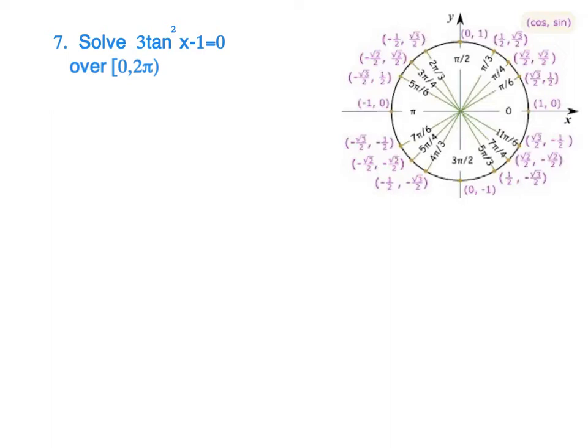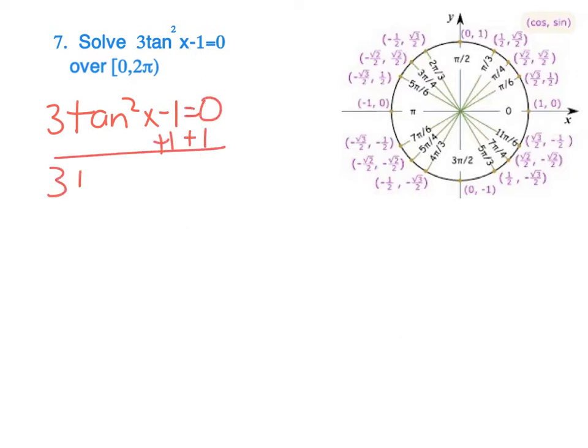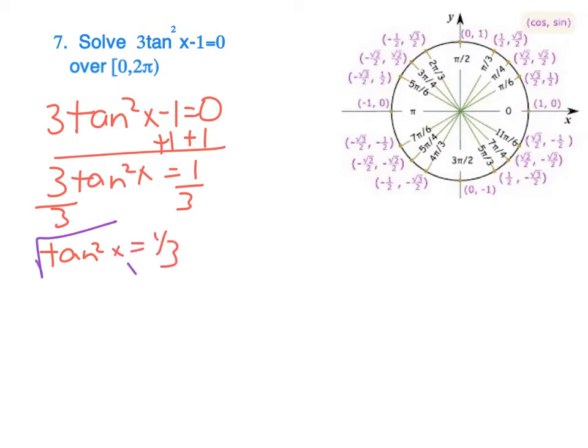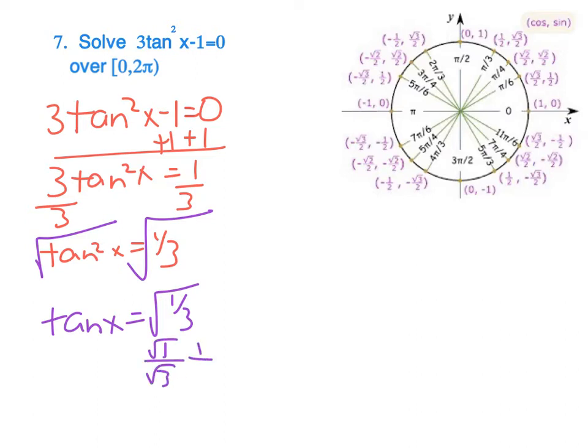Okay, number 7. Solve 3 tangent squared x minus 1 equals 0 over 0 to 2 pi. So I've got 3 tangent squared x minus 1 equals 0. Add 1. That gives me 3 tangent squared x equals 1. Divide by 3. Tangent squared x equals a third. Take a square root to get rid of that. That gives me square root of 1/3, which is square root of 1 over square root of 3, which is 1 over square root of 3, which is square root of 3 over 3.